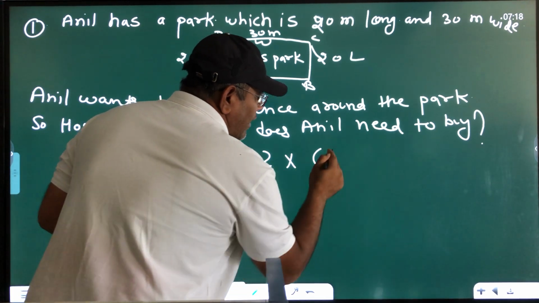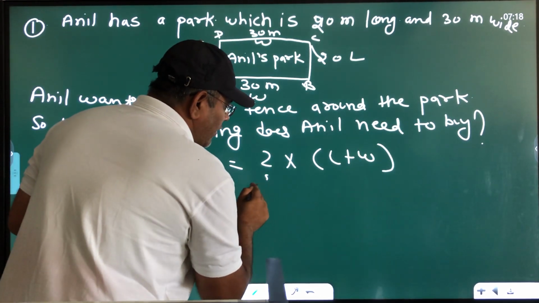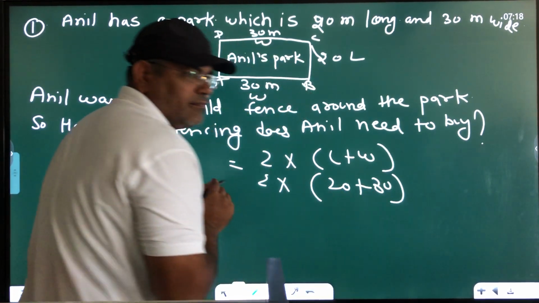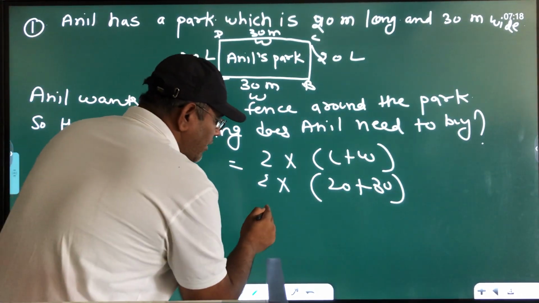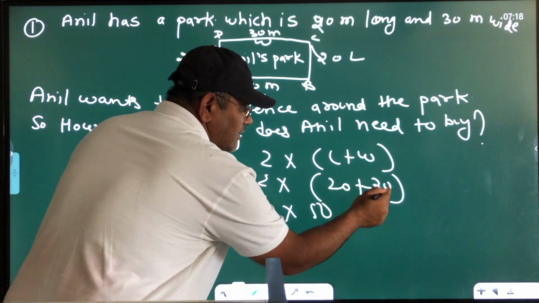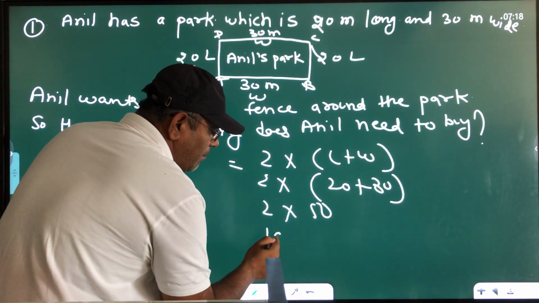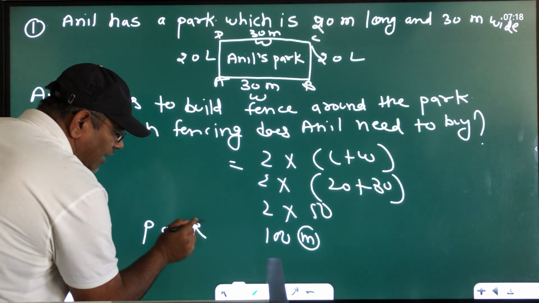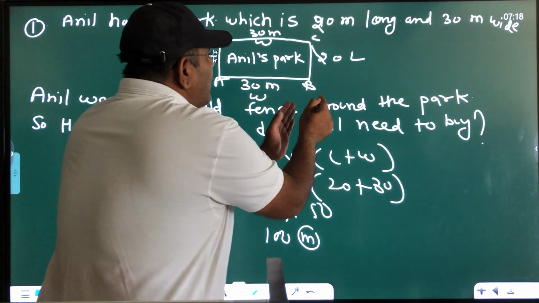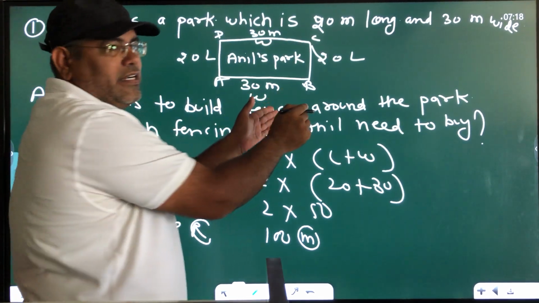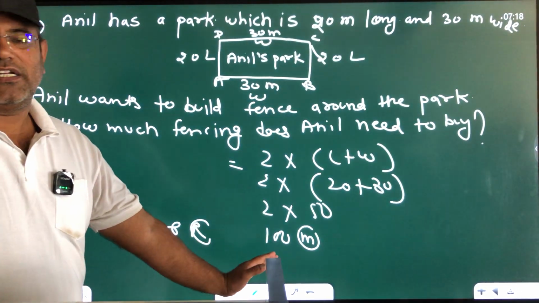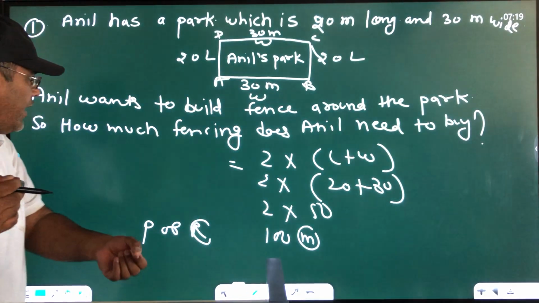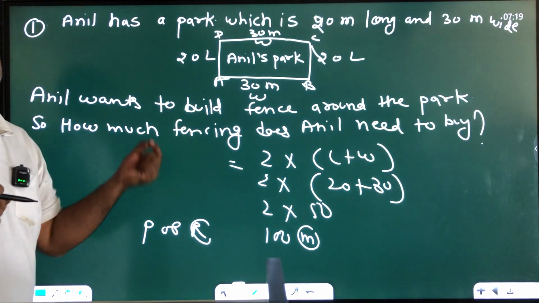2 multiply L plus W. It means 2 multiply, L is 20 plus width is 30. Width is 30. It means 2 multiply 50. 20 plus 30 is 50. 2 multiply 50 will be 100 meter. It means this is the perimeter of the rectangle. This is the total outer boundaries measurement, which is 100 meter. It means Anil needs to buy 100 meter of fencing raw material.